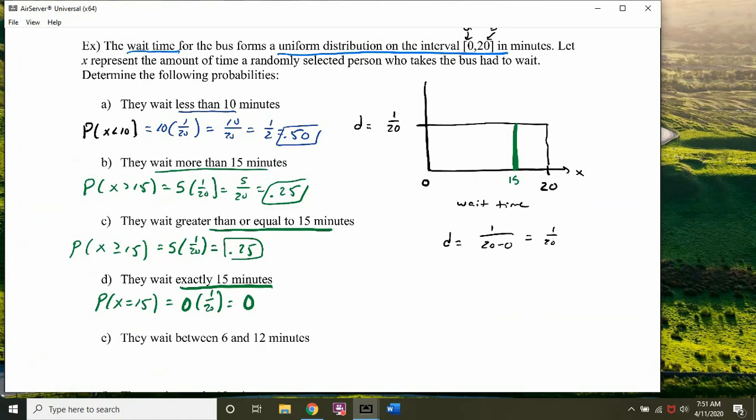Okay, so again, watch out for these with continuous data. It's going to be 0. If we're not shading one way or the other, we've got a rectangle with 0 area. Okay, let's take a look at part C now.